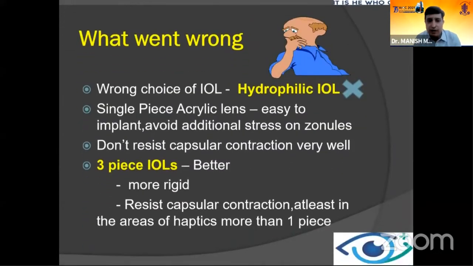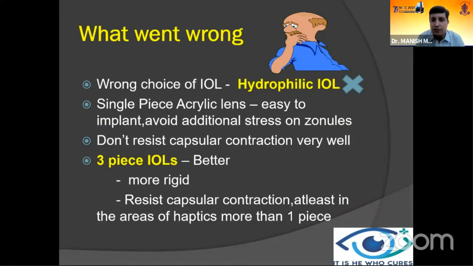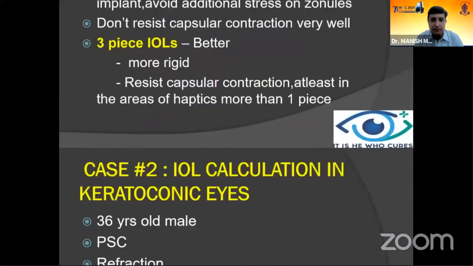So what went wrong here? Wrong choice of IOL. We used a hydrophilic acrylic intraocular lens. Well, single piece acrylic lenses are easy to implant and they avoid additional stress on the zonules, but they don't resist the capsular contraction syndrome. So in this case, actually a 3-piece IOL would have been better. It is larger, it is a rigid lens, and it prevents capsular phimosis. So we should have implanted this lens.